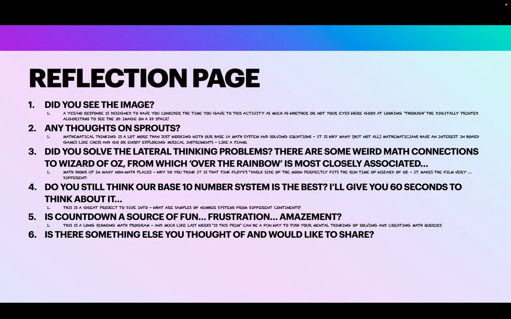So, some reflections for this week. Did you see the image? Do you have any thoughts on sprouts? Did you solve the lateral thinking problems? I do like the weird math connection, like the Wizard of Oz, which reminds me of Over the Rainbow, is closely associated with Pink Floyd's Dark Side of the Moon. The music album fits very closely to the movie and creates a whole different way of viewing the film. And again, a great dive into the different types of counting and the different math systems that have existed over time. And what do you think about Countdown? There is another fun one on Channel 4 as well, but that's for you to explore as well. Those are some reflections for this week of Recreation.